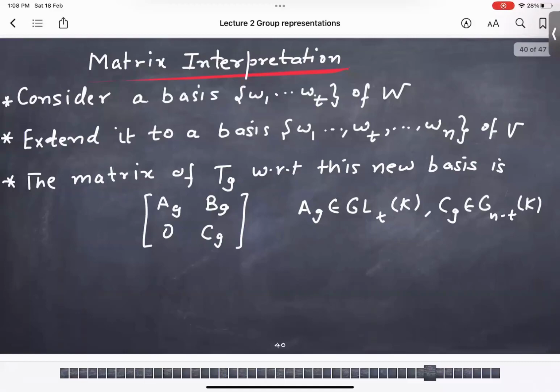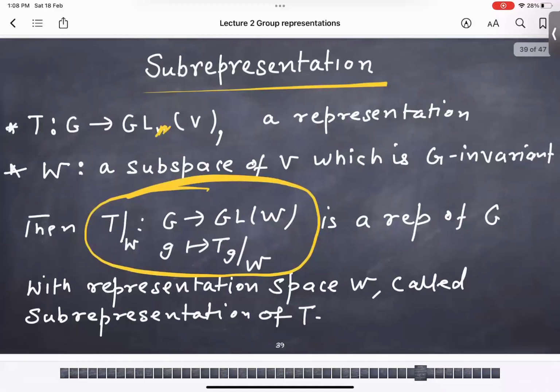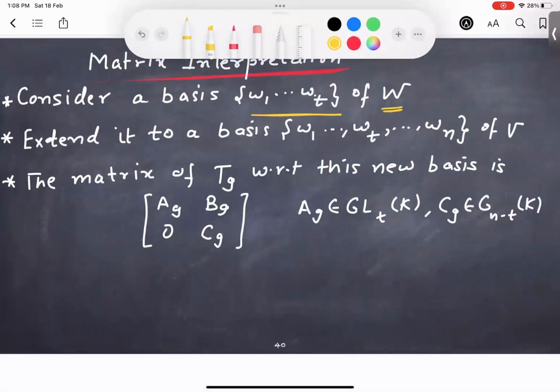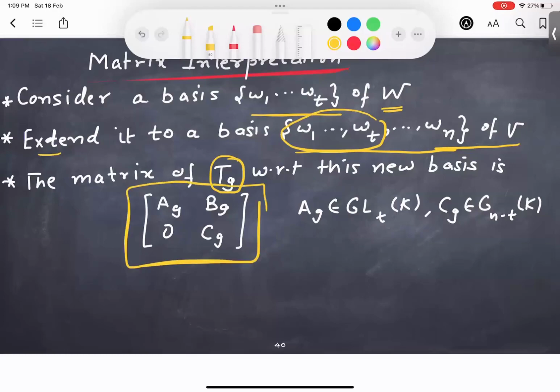Okay, so its matrix analog will be what? I have to take matrices with respect to some basis. So suppose I take a basis of W and extend this to a basis of V. Now if I calculate the matrix of T_g relative to this basis B, then the matrix will look like this, because T of w1 is a linear combination of w1, w2, ..., wm only. T of w2 is a linear combination of these.